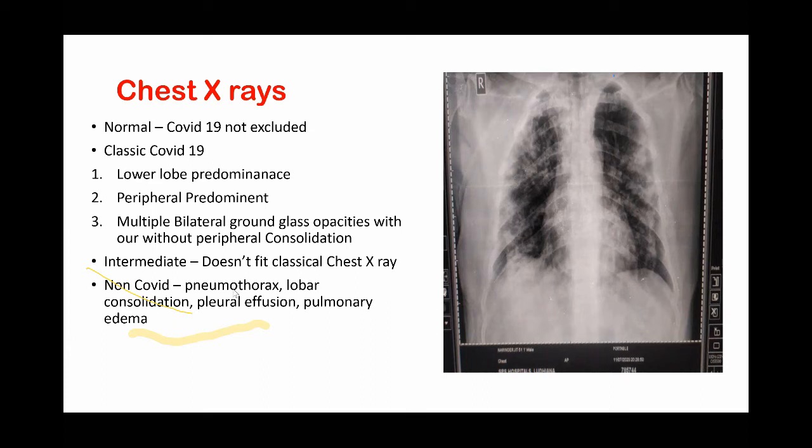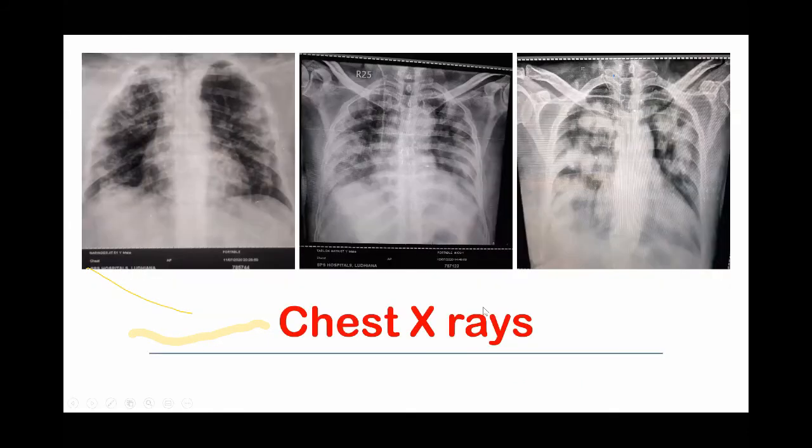Now, there are certain cases where the x-ray doesn't fit the classical chest x-ray. Like I had a patient with thrombocytopenia, and we did find there was a right effusion. So pneumothorax, lobar consolidation, pleural effusion, and pulmonary edema: these are not the classical pictures, and they probably are not COVID. These are the three x-rays which I have pulled out.